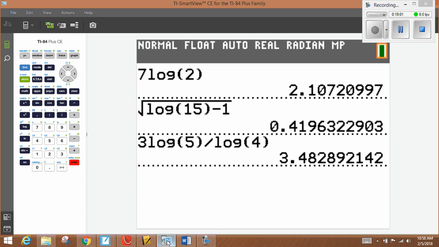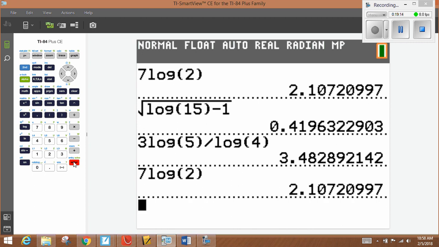Guys, this button right here, that log button is log base 10. So I hit 7 log 2, and it spits out 2.107 blah blah blah. We're going to round to the thousandths place, so we'll call it 2.107.